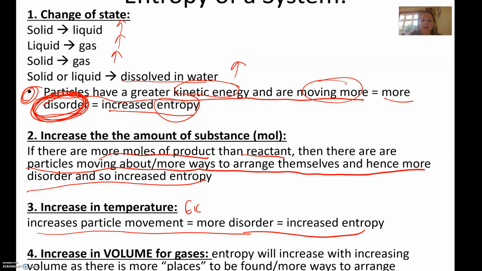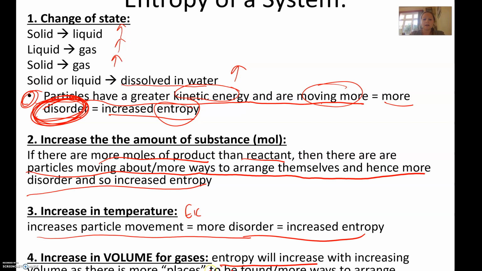Nice and easy. The last one here, which you can only see part of, is the increased volume for gases. If you increase the volume for a gas, the entropy will increase, and the reason why is because if you increase the volume, there are more places for which the particles can arrange themselves, and more disorder, higher entropy. This one doesn't really come up at all. I've never seen a question on it, but these top two come up all the time.